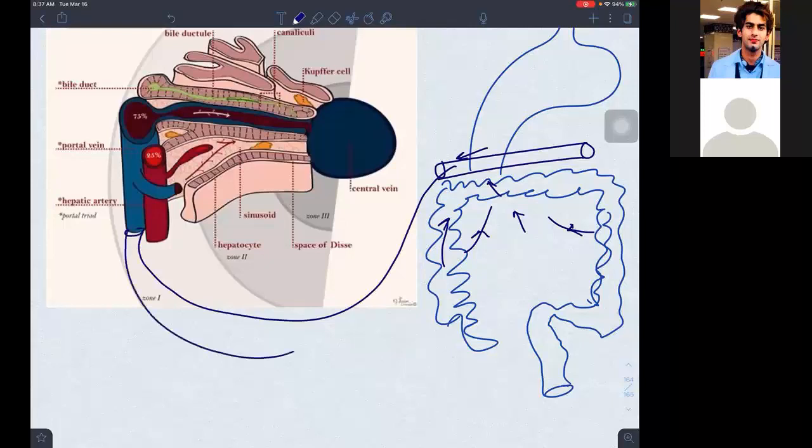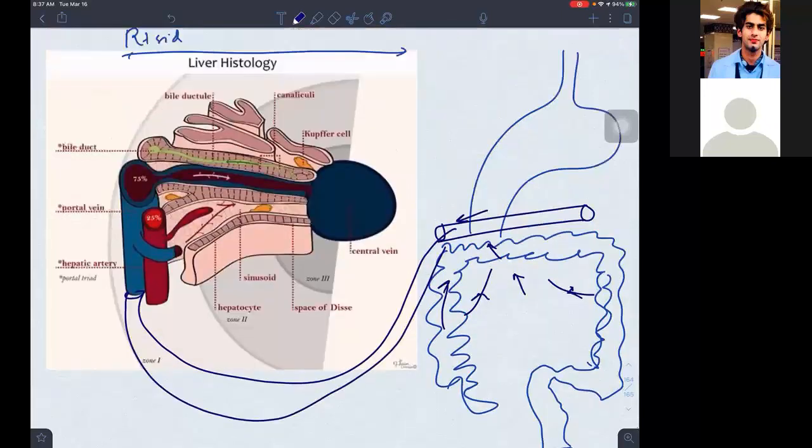Are we able to understand finally how this is all our liver? Can you understand? So things are coming. Easy. Now this was the circulation of the GIT. This was the portal circulation.